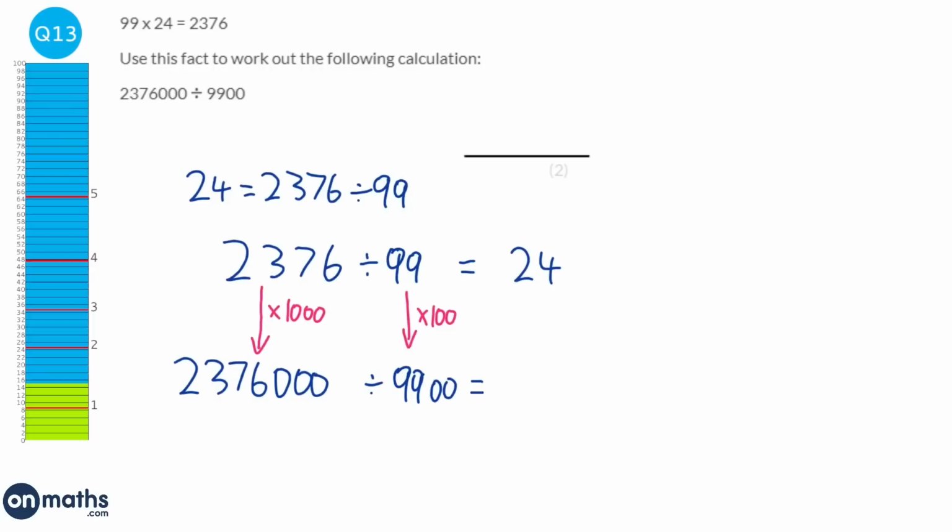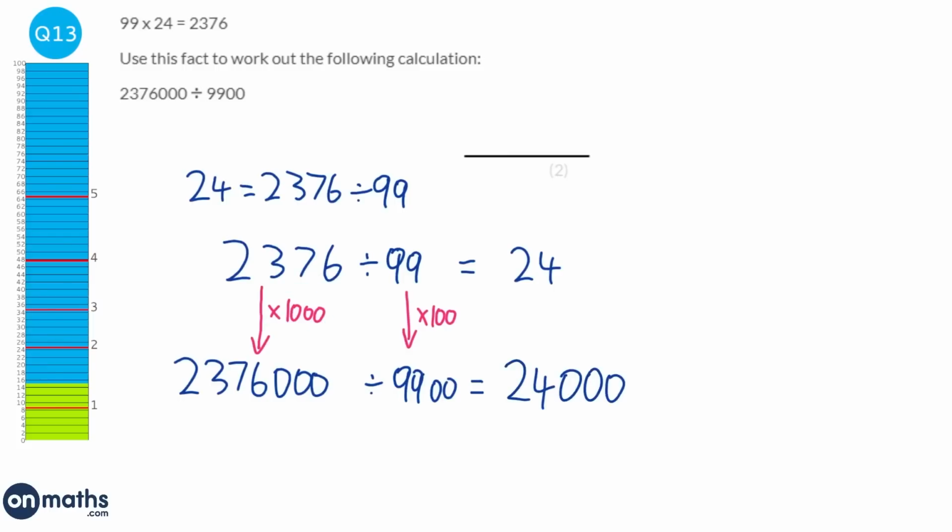So what effect is the fact that the first number is multiplied by 1,000 going to have on our answer? Well, it's obviously going to make it 1,000 times bigger. So it will make it 24,000, won't it? So that's that bit done.